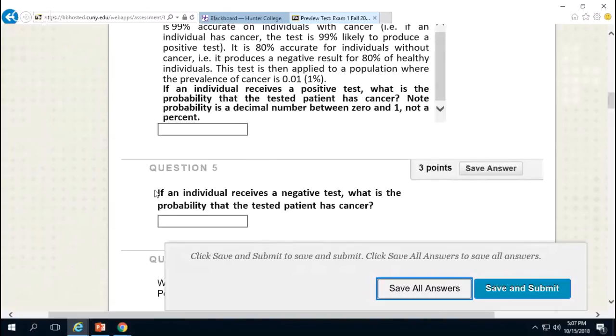This one, I remember, tricked a few people up. If an individual receives a negative test, what is the probability that the tested patient has cancer anyways? So this is not quite the negative predictive value. It's 1 minus the negative predictive value.